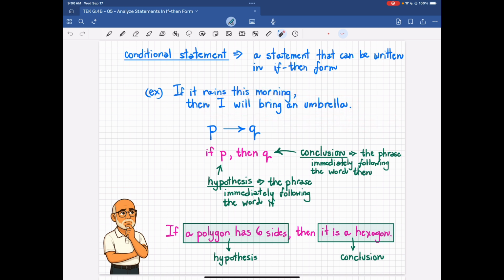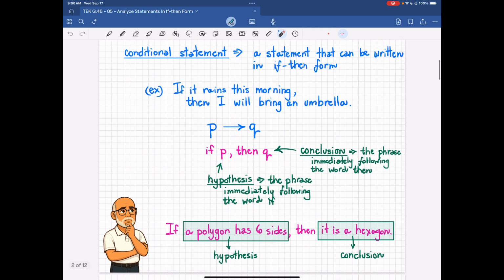Another example is down here. If a polygon has 6 sides, then it is a hexagon. So the words following the if are a polygon has 6 sides, so this is our hypothesis. And the words immediately following the then statement would be our conclusion, it is a hexagon. So we have our hypothesis and we have our conclusion.